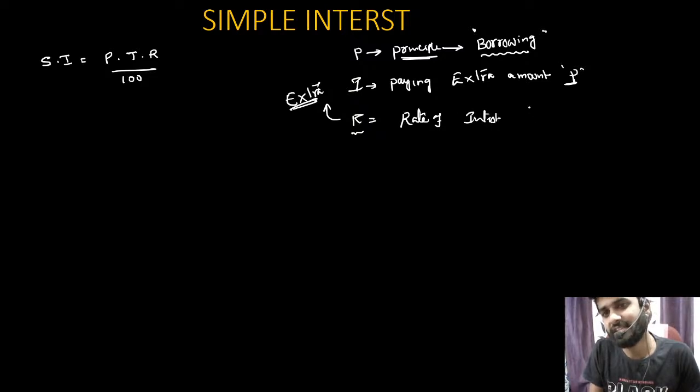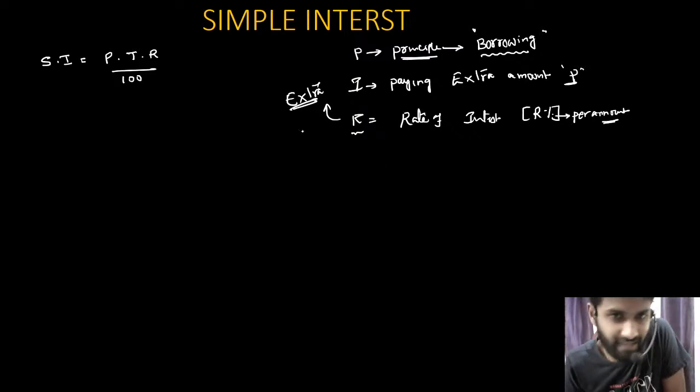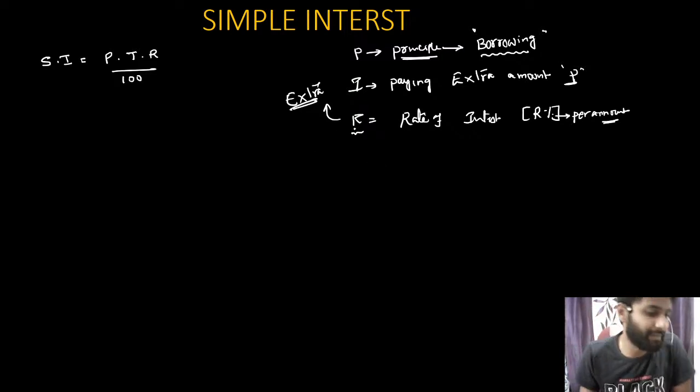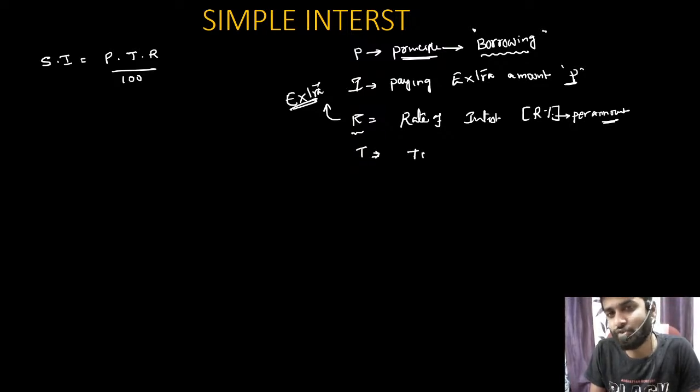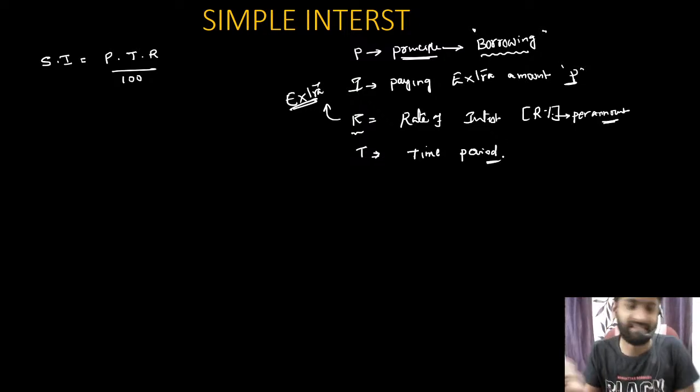Rate of interest, that's why we define it as R percentage per annum. The extra amount is based on the calculation of the R value only. The extra amount we need to decide depends completely on the R value. And finally the time T. Time T can be defined as duration, that is why it is called the time period. So time period is T, guys.